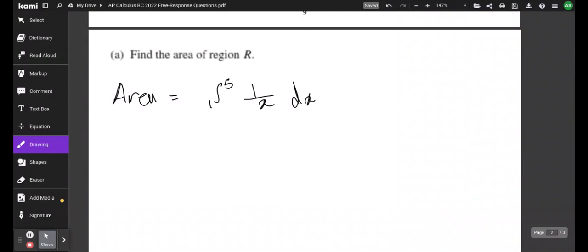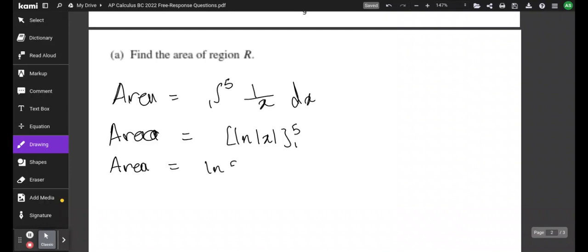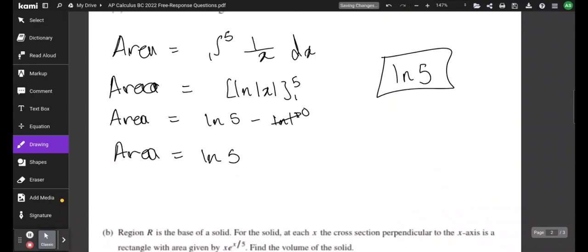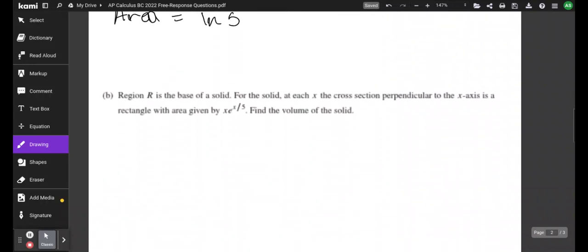So we go ahead and we solve, and we say area is equal to natural log absolute value x evaluated from the upper bound to the lower bound, 5 to 1. Area is equal to natural log 5 minus natural log 1, and natural log 1 just equals 0. So area of the region R is equal to natural log 5. Natural log 5 is the final answer for part A.